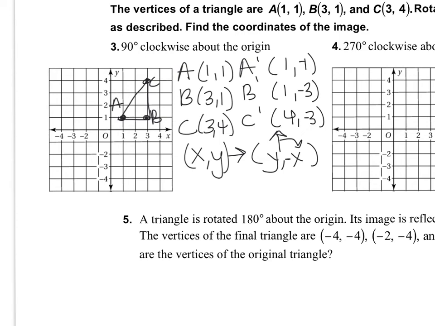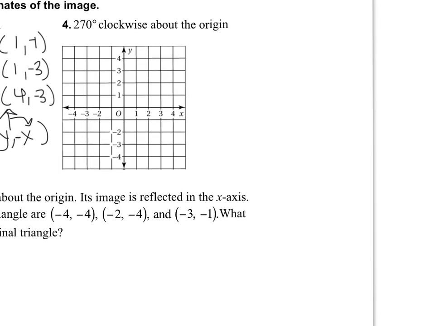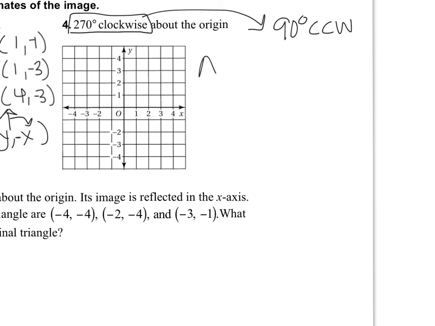So now let's graph. 1, -1, 1, -3, 4, -3. That was A prime, B prime, and C prime. This is the image rotating 90 degrees clockwise. All right, a couple more. First of all, right away for this one, you need to know that 270 degrees clockwise is the same as 90 degrees counterclockwise. So A, B, and C, the originals were 1, 1, 3, 1, and 3, 4.